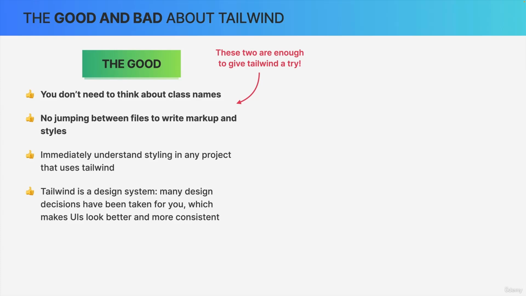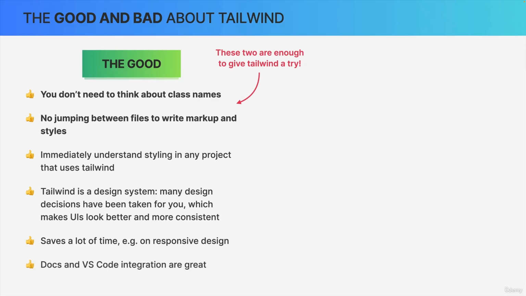So all of this will of course save you a lot of time, not only because you will write a lot less CSS, but also because things like responsive design are extremely easy and fast to implement as well. And I could really go on and on here, but just one more thing that I will say is that Tailwind's documentation is world class. And the same is true for the integration into VS Code, which gives you auto-completion for all Tailwind classes.